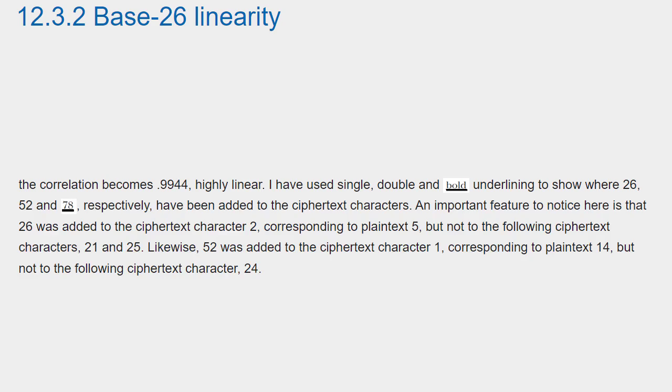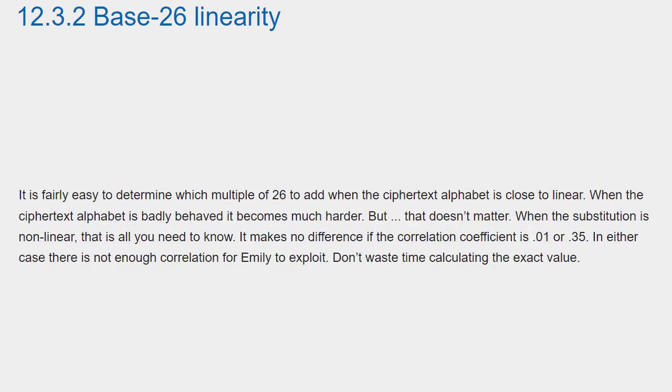the ciphertext characters. An important feature to notice here is that 26 was added to the ciphertext character 2, corresponding to plaintext 5, but not to the following ciphertext characters 21 and 25. Likewise, 52 was added to the ciphertext character 1, corresponding to plaintext 14, but not to the following ciphertext character 24. It is fairly easy to determine which multiple of 26 to add when the ciphertext alphabet is close to linear. When the ciphertext alphabet is badly behaved, it becomes much harder.